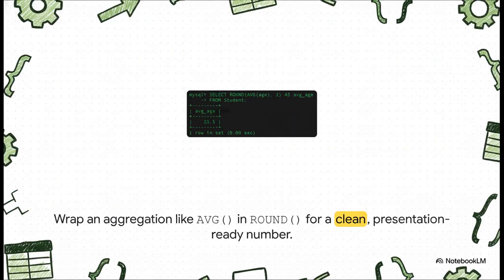I mean, just look at how much better this is. Without ROUND, an average age could come back as something wild, like 34.182759. Nobody wants to read that. But by wrapping your AVG calculation inside ROUND, you get a nice, clean number that's actually useful for a report.